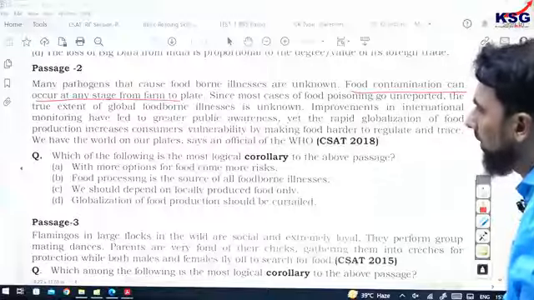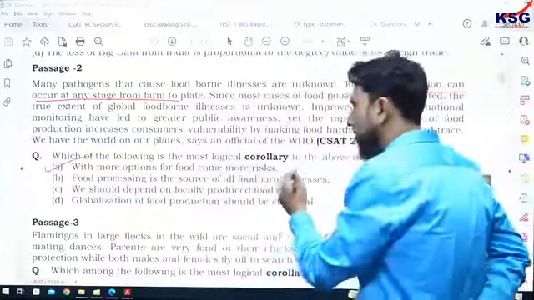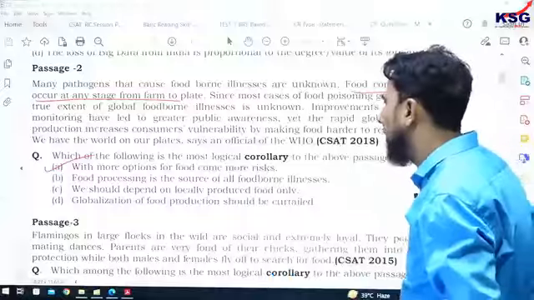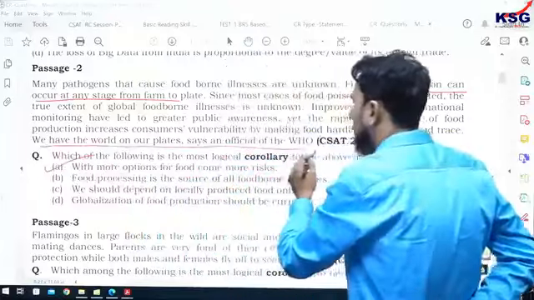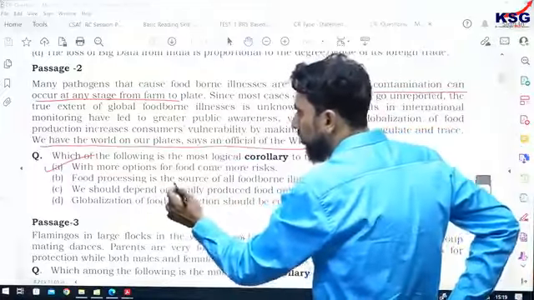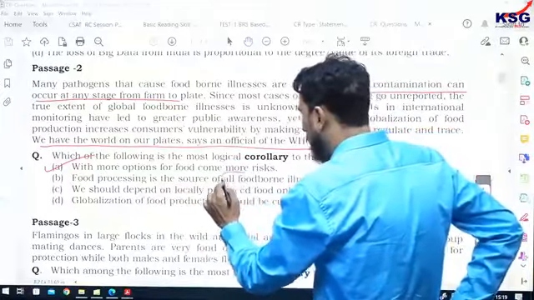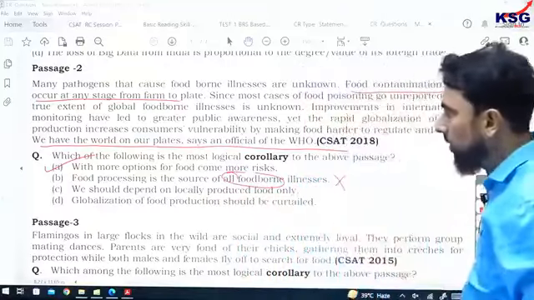We have the world on a plate, says an official. So with more options for food come more risks. This we get as the right corollary because the author has also used one such officer's version. Whereas B option says food processing is the source of all foodborne illnesses. All makes it incorrect, not based on the main point.